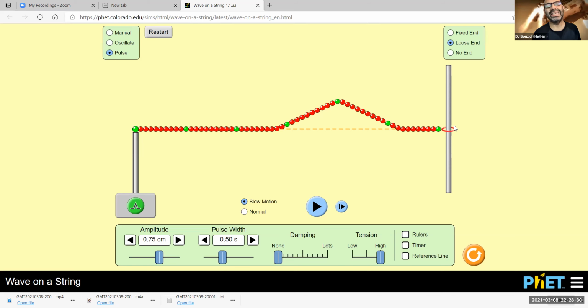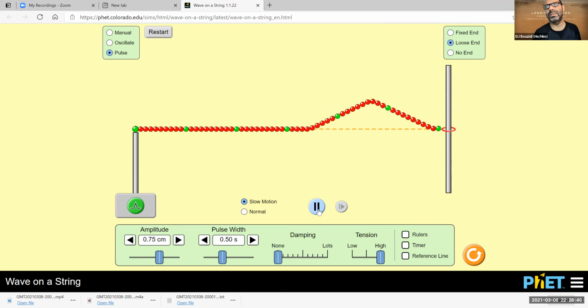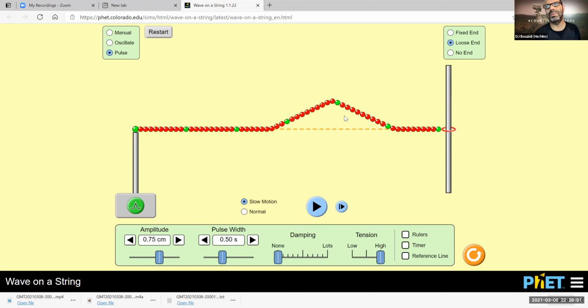Now, once it hits the end that is loose now, it's not fixed, it's going to be loose. The reflected wave in this case will have the same phase because it's going to be up also, and it's going to be the same shape because I have no damping. If I have damping, it's going to be less amplitude, okay? So as it's coming back, stop. So this is the wave now traveling from right to left, okay?